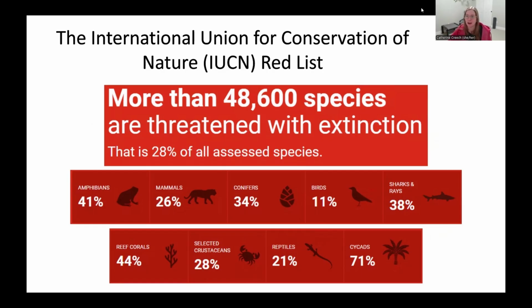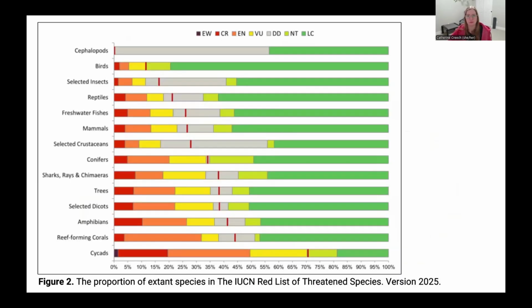Let's look at a graphic depiction of our different organisms. So here we have different color bars. Green is good, that is least concern. Red is critically endangered, and orange is endangered. Yellow is vulnerable, but not the green yellow. The green yellow is not threatened. All right, feel free to pause the video if you want to look at this a little more in depth.